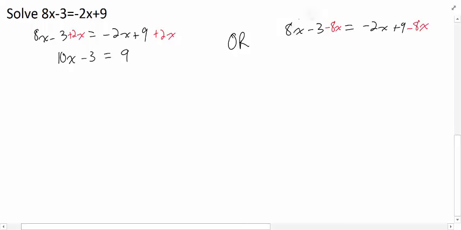So putting the like terms together here, 8x take away 8x is 0. So I just have my minus 3 left over. Negative 2x take away 8x is negative 10x. And the 9 is still there. So again, I have x in one spot only. And so I'll have no problem isolating there.